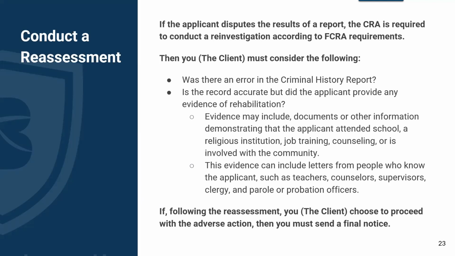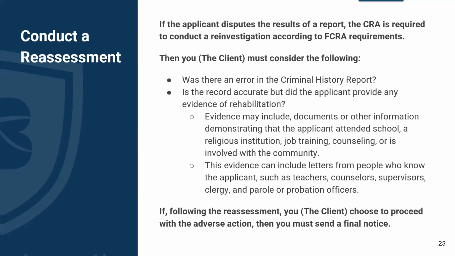And then we will either retransmit the report if the background check does have incorrect information, or we will provide an update with notes letting you know that the report is accurate. And then at that point, you as the client must consider the following. A, was there an error in the criminal history report? Is the record accurate, but did the applicant provide any evidence of rehabilitation?